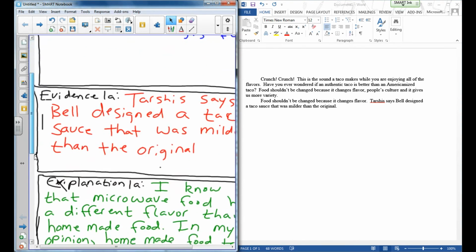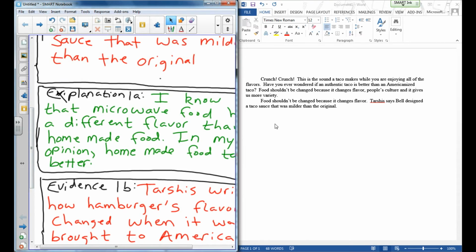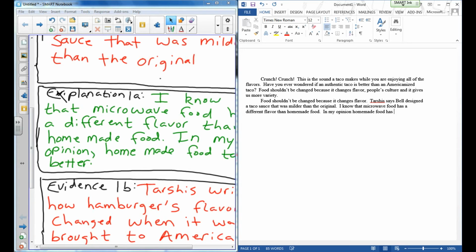Next thing I do is I go to explanation 1A. I know that microwave food has a different flavor than the original food, or than homemade food. In my opinion, homemade food has a better flavor than the changed microwave food. Notice how I added a little bit more.